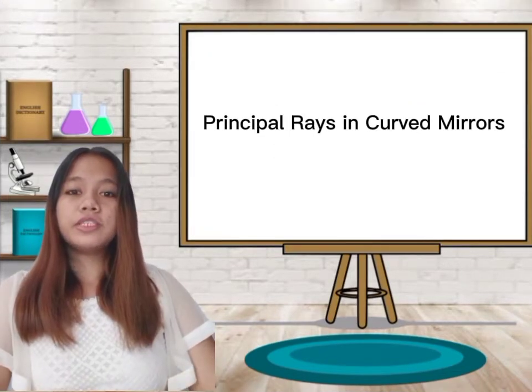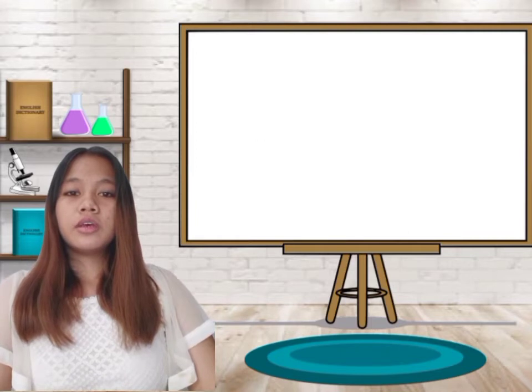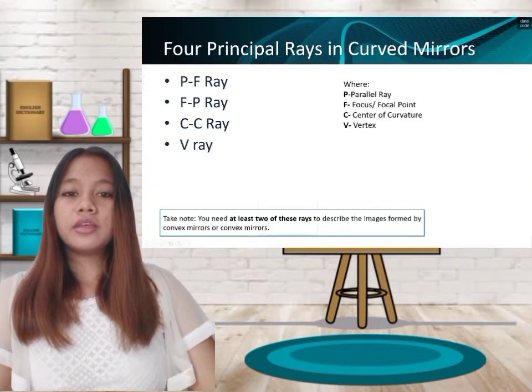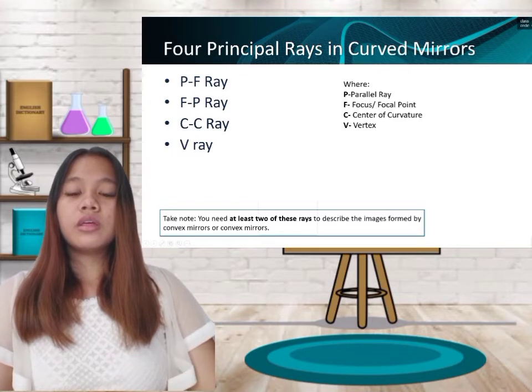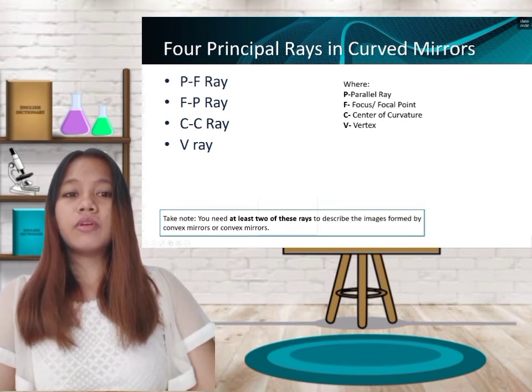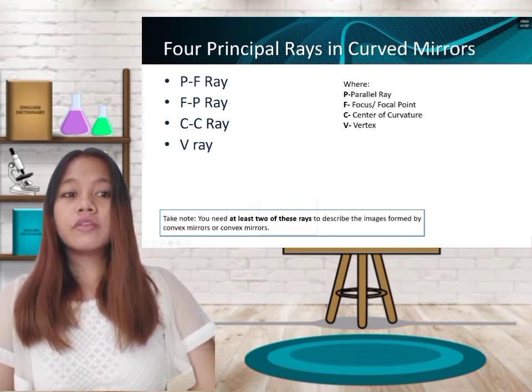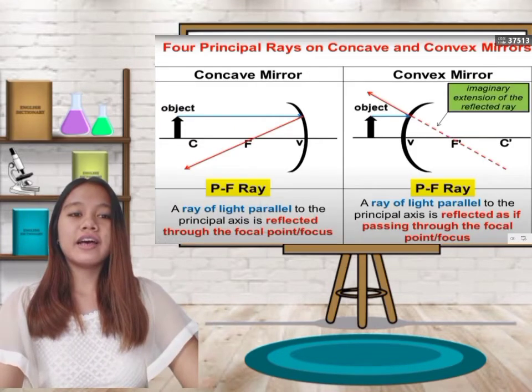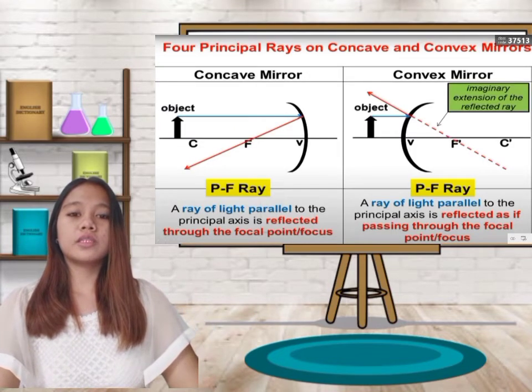So there are four principal rays in curved mirrors. Number one is the PF ray. Second is the FP ray. Third is the CC ray. And fourth is the V ray, where P is for parallel ray, F is for focus or focal point, C is for the center of curvature, and V is for the vertex. Take note that you need at least two of these rays to describe the images formed by convex mirrors or concave mirrors. Let's have the PF ray in concave and convex mirror.